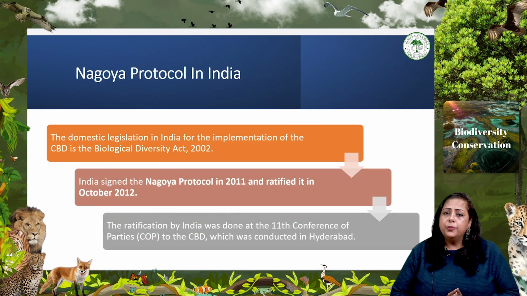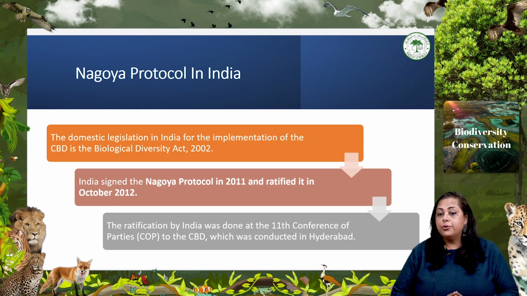What is the Nagoya Protocol in India? Nagoya Protocol and India. The domestic legislation in India for the implementation of the CBD is the Biological Diversity Act. On the basis of the Convention on Biological Diversity of 1992, we made our own act in 2002, that is the Biological Diversity Act 2002.